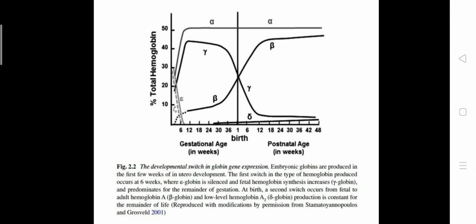In developmental switching of the globin genes, embryonic globins are produced in the first few weeks of in utero development. The first switch in the type of hemoglobin produced occurs at 6 weeks, where epsilon globin is silenced and fetal hemoglobin, with increased gamma globin, predominates for the remainder of gestation. At birth, a second switch occurs from fetal to adult hemoglobin A, and low level hemoglobin A2 production is constant for the remainder of life.